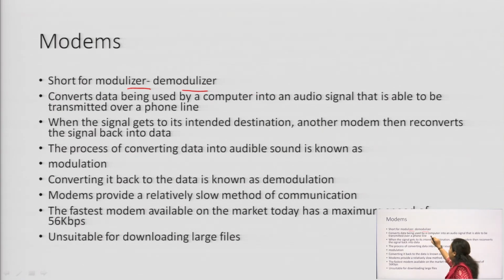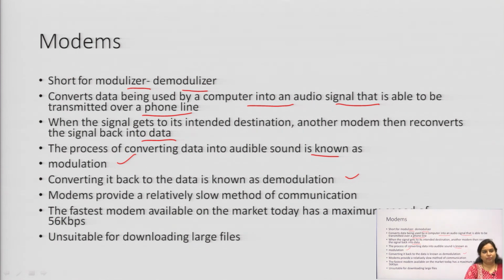It converts the data being used by a computer into an audio signal that is able to be transmitted over a phone line. When a signal gets to its intended destination, another modem reconverts the signal back into the data. The process of converting the data into an audible sound is known as modulation. Converting it back to data is known as demodulation. So, the original data is first converted into the required form so that it will travel over a longer distance. Then at the receiver side I convert that back into my original form, which is known as demodulation.